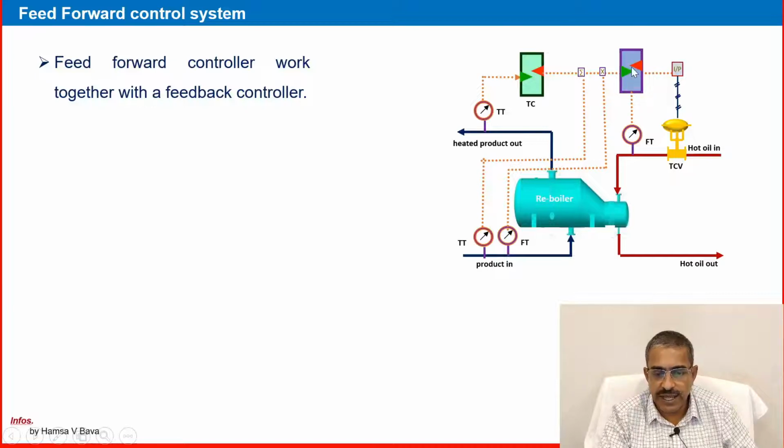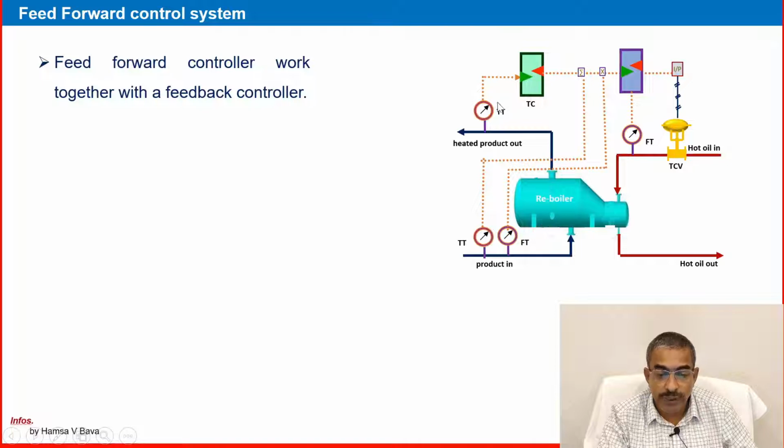FT is there, its name is not written there. FC. It is taking the reading from the hot oil flow also. See, before going to the control valve, it is taking the hot oil flow. Flow transmitter is there and flow controller is there. And in between, see the product in, they are taking the temperature in and flow in.